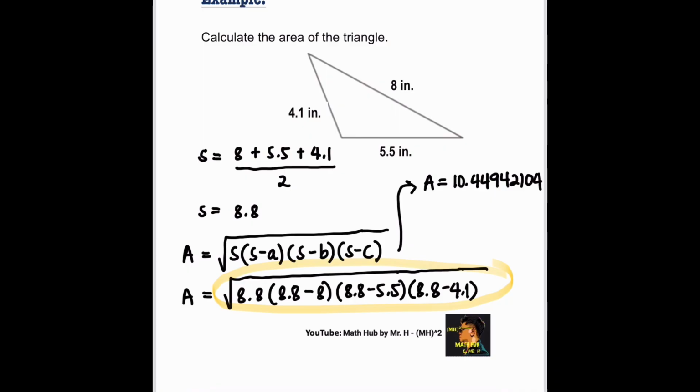Depending on what the instruction is, if you need to round up or round down, then you follow that. We can leave our answer as this, and remember the unit, so it's going to be square inches. So that's the answer.